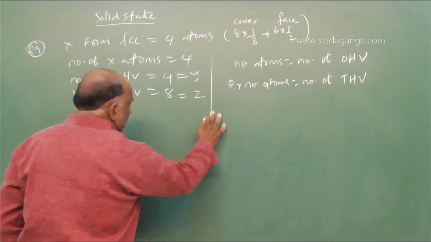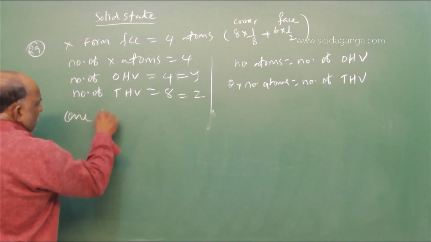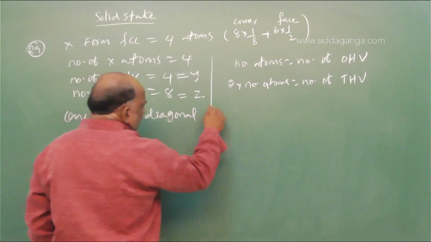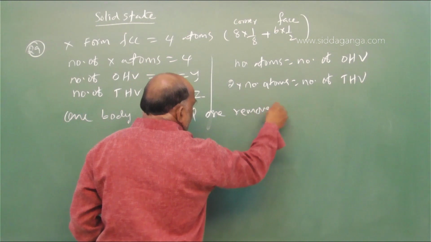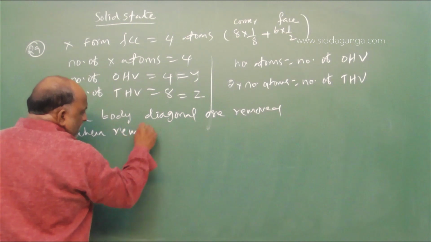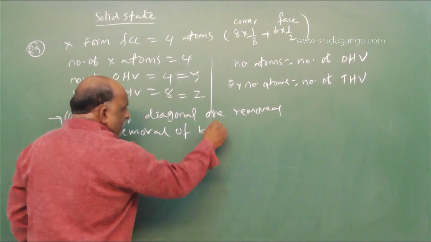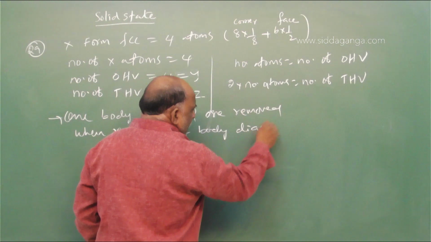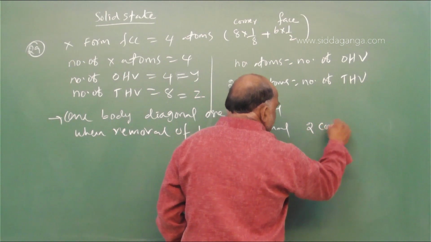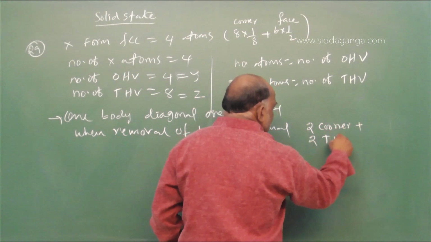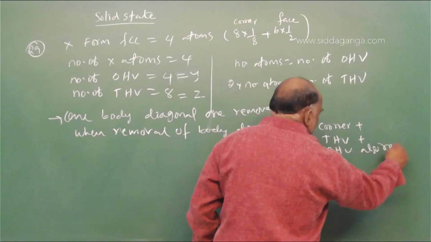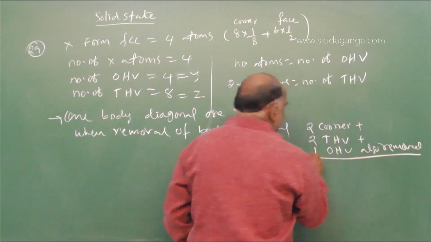So here remember, this is very important. One body diagonal is removed. What happens? When the body diagonal is removed, two corners plus two tetrahedral voids plus one octahedral void are also removed. This is a concept.